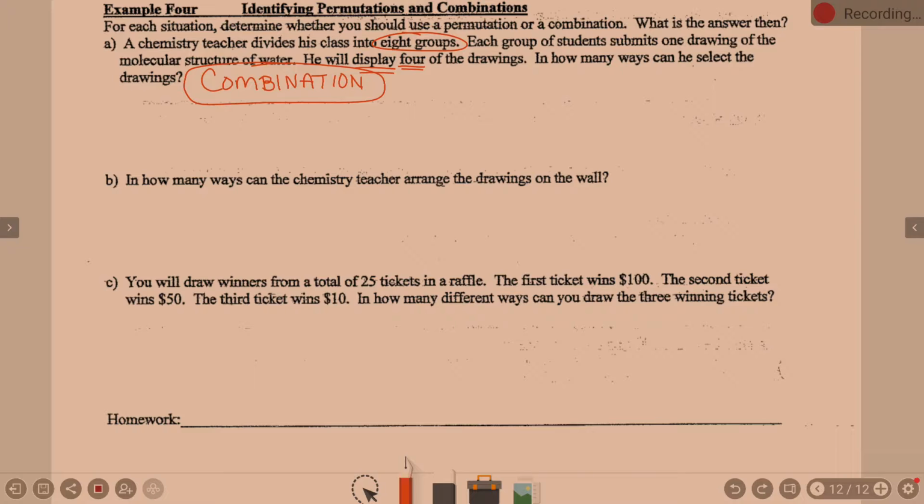Now, if we're going to do a combination, how many items are we picking from? We're picking from 8, and how many are we picking? 4. So this is 8 items combined with 4. Because I'm running out of time, I don't know if you guys got an answer or not, but one way or another, you can do the answer like we did above.